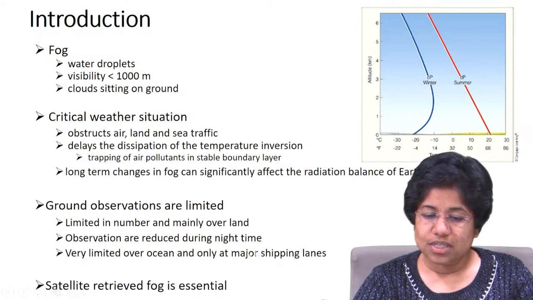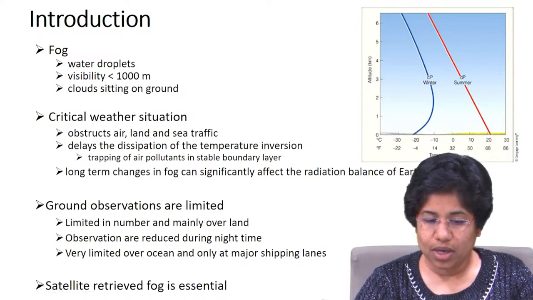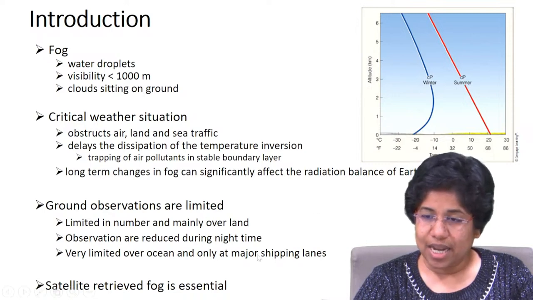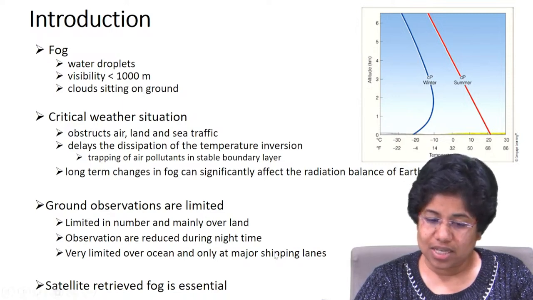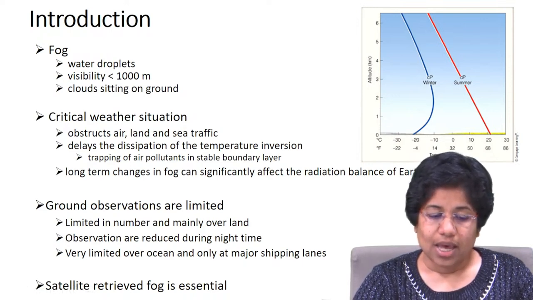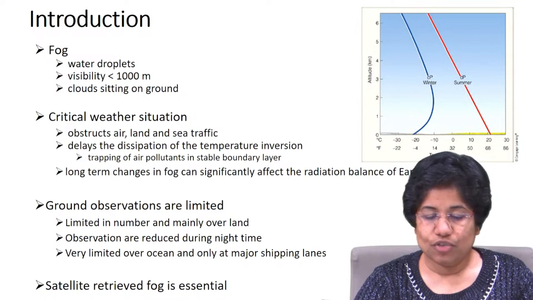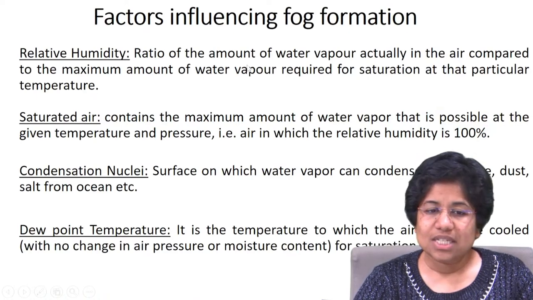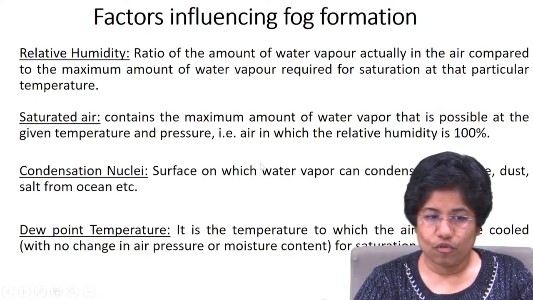Also, the observations are reduced during the night, especially the manual observations. And observations over the ocean or remote areas are also very limited from ground instrumentation. Because of all those limitations, we come to satellite fog maps, because the satellite has very high spatial as well as temporal coverage. Therefore, the information we get from the satellite is very important, and fog estimation from the satellite is an important topic. Now let's see what the major factors are which influence fog formation.